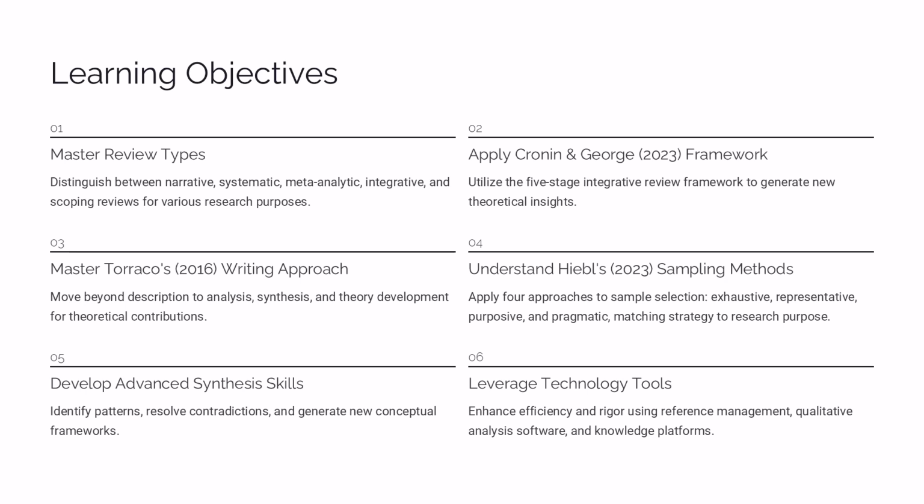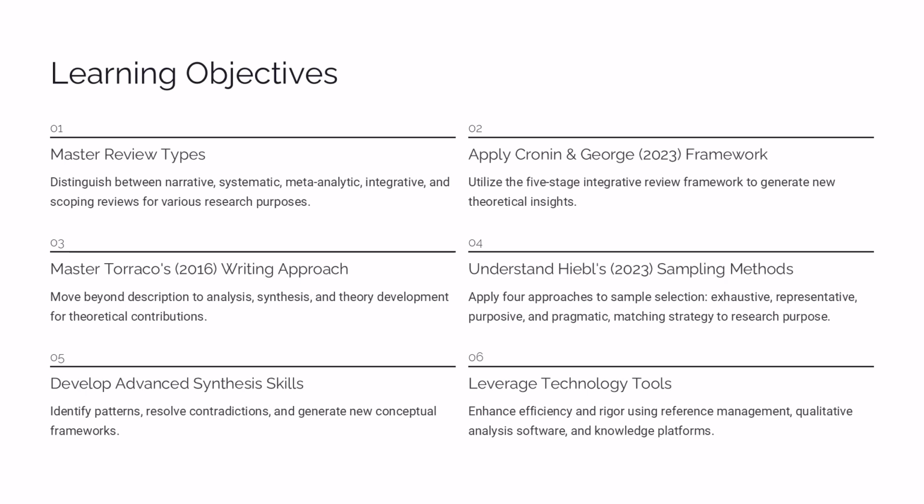Second, you will learn to apply Cronin and George's 5-stage integrative review framework, which provides systematic guidance for conducting reviews that generate new theoretical insights rather than simply summarizing existing findings. This framework represents a significant advancement over earlier approaches that were often criticized for lack of rigor, providing you with a systematic yet flexible approach to literature synthesis that maintains scientific credibility while enabling theoretical innovation.